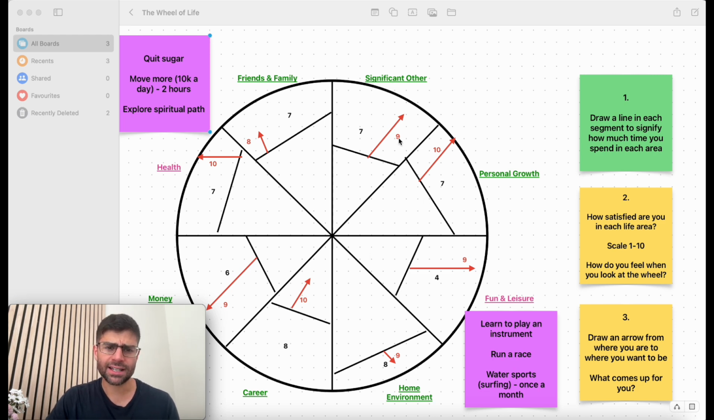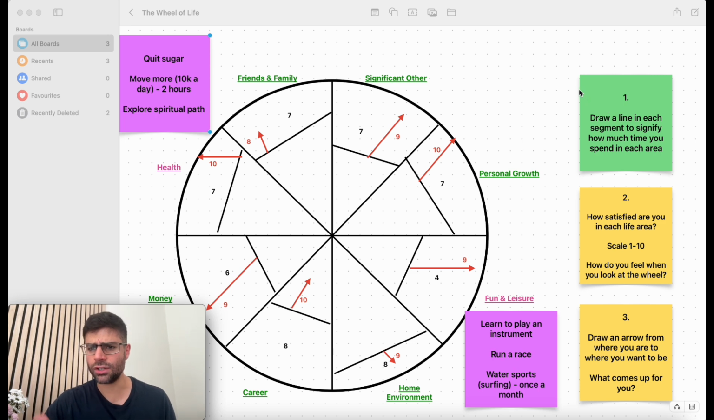And the number in red represents the satisfaction level I want. So, for example, with my personal growth, out of 10, I'm a 7. I'm fairly happy with it, but you know what? I want to be a 10. I want to feel great by doing it. Okay, so you get the idea of the exercise.